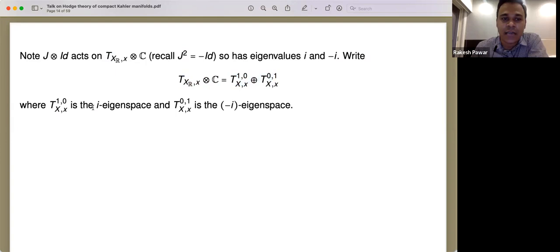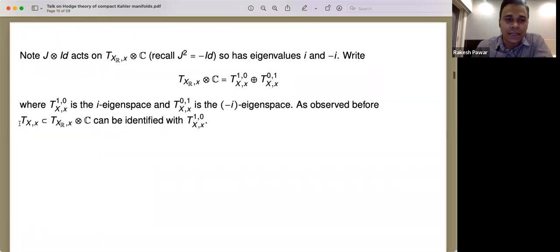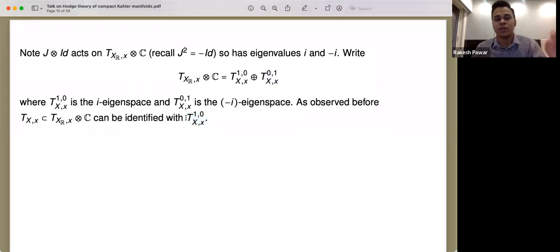T^{1,0} I will call the i eigenspace, where J acts as multiplication by i, and on the other piece J acts as multiplication by minus i. And now, as I said earlier, with the choice of basis that we took, the complex tangent bundle T_X can be seen as a subbundle of the complexified real tangent bundle, as the eigenspace with eigenvalue i. So it can be identified with this. You can think about the complex tangent bundle as sitting naturally inside the complexified real tangent bundle.